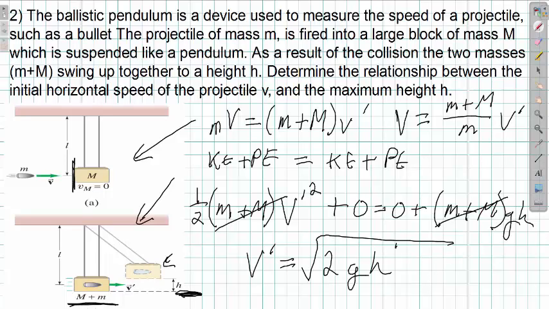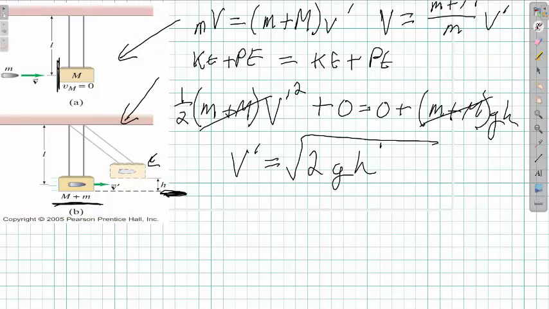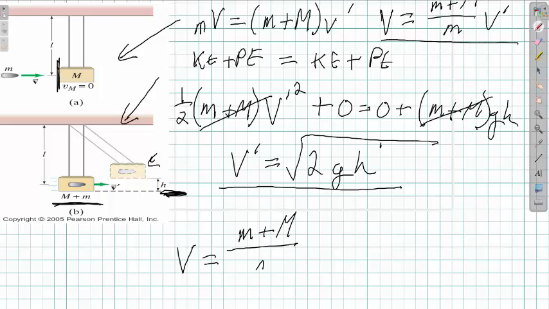Alright, let's give myself a little more room here. So we can plug what we just found into the equation we had a moment ago. The velocity of the projectile is going to equal the mass of the projectile plus the mass of the ballistic pendulum, divided by the mass of the projectile, times the square root of 2 times gravity times whatever height the pendulum rose to. Pretty cool. Wait till Wednesday and we'll see a really good demo of this.